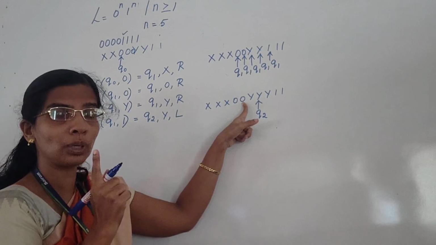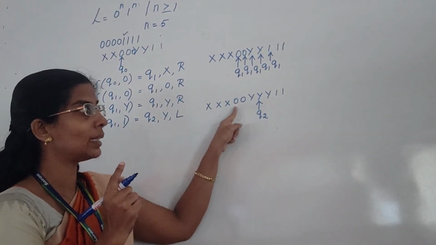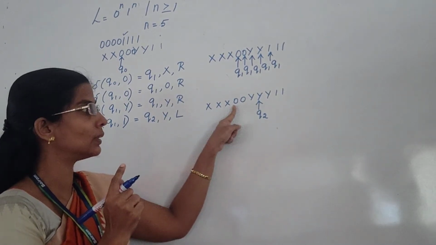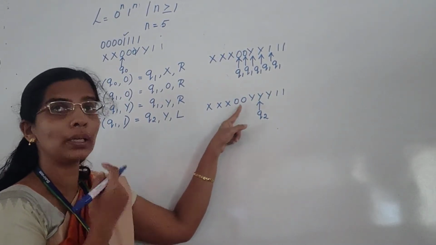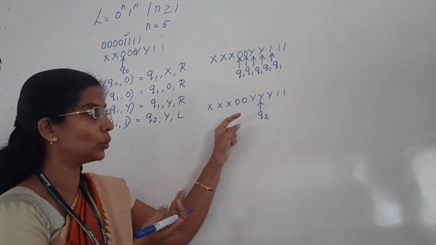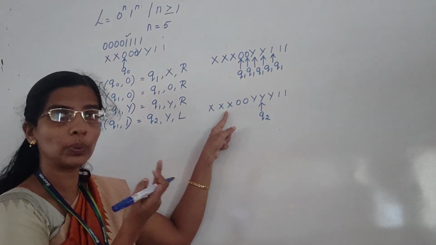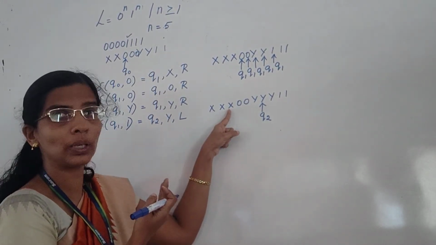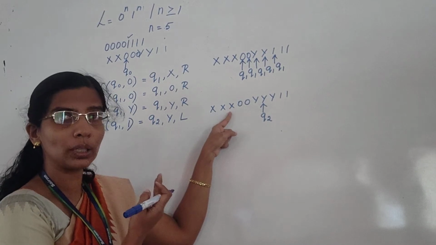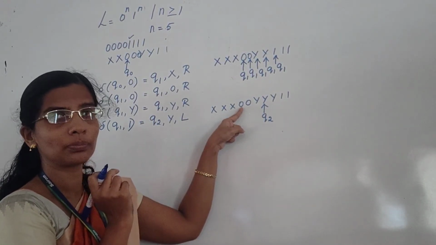Which 0 do I have to replace? I have to replace the first 0. By seeing this, I can say we have 2 zeros, and this is the first one and this is the last one. But how does the machine understand? What we have to do, while traveling towards left, is travel left until you reach your X. Once you reach your X, just take right, you will get your first 0.